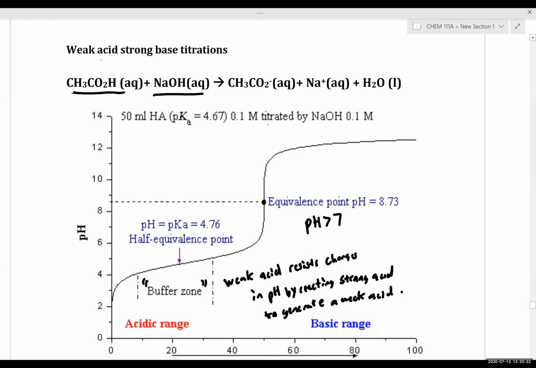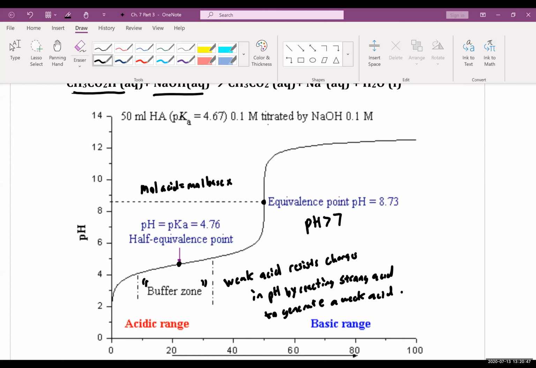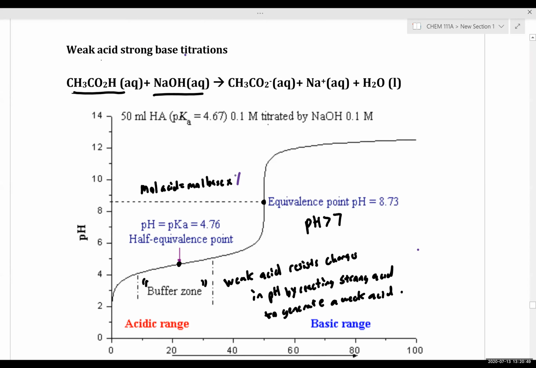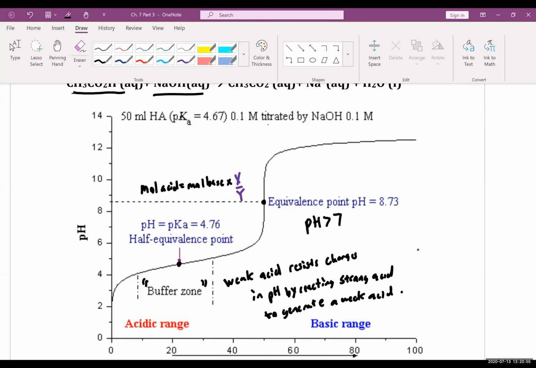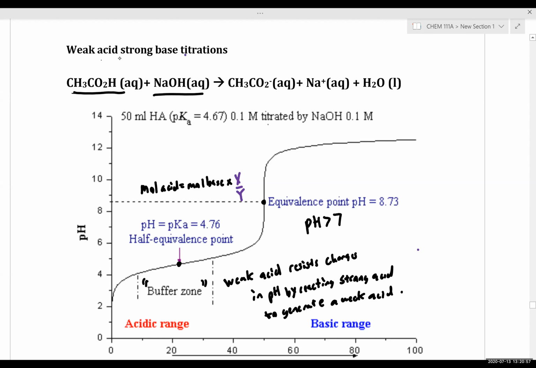In addition to the equivalence point, there is what's known as the half equivalence point. This is where our moles of acid are equal to our moles of base times the stoichiometric coefficients, which we'll call x over y. And because we're halfway to our equivalence point, it's times 1/2. So they're present at half of their stoichiometric ratio.